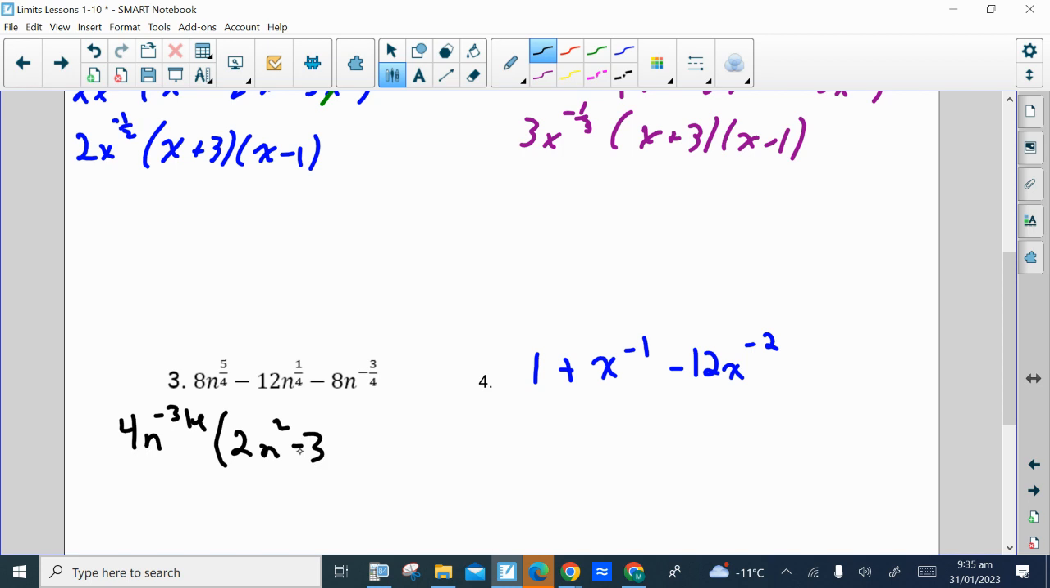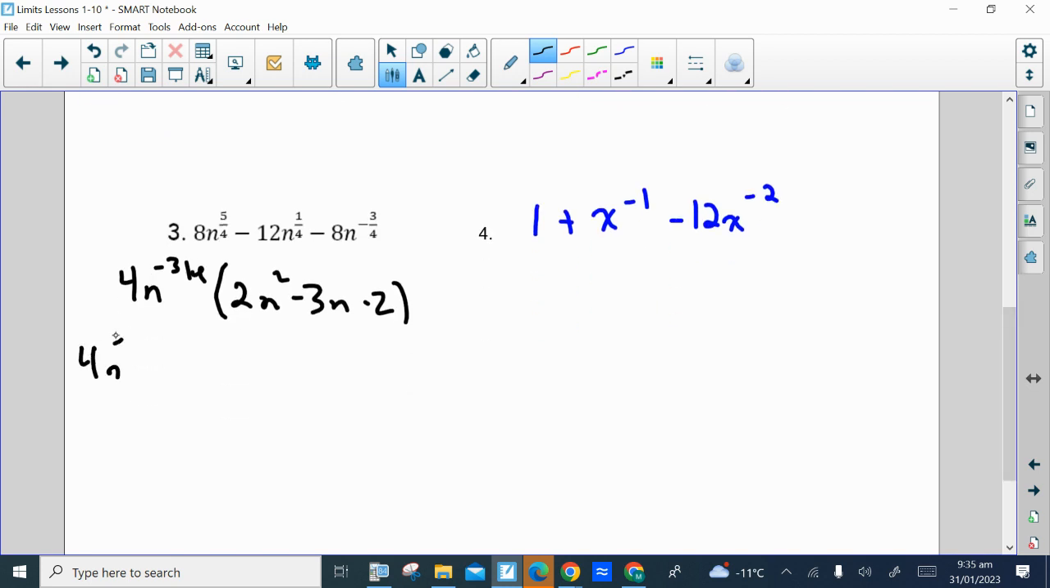-12 divided by 4 is -3. 1/4 minus -3/4 becomes 1/4 plus 3/4, which is 4/4, or 1. And -8 divided by 4 is -2. And when you divide the n to the -3/4 by itself, they cancel. And let's see if we can factor that further. So -2 there and +1 there will work because the outer products will be -4n plus 1n in the middle gives us -3n.